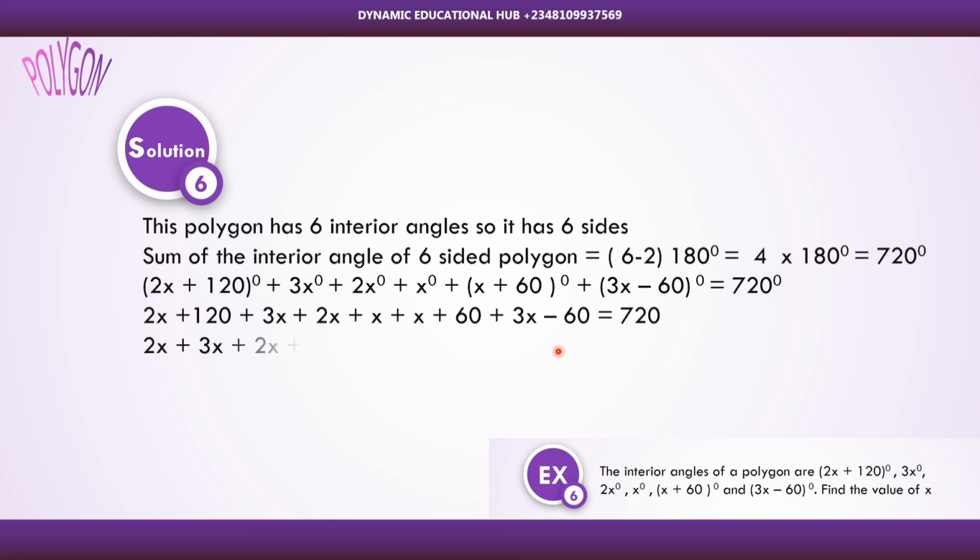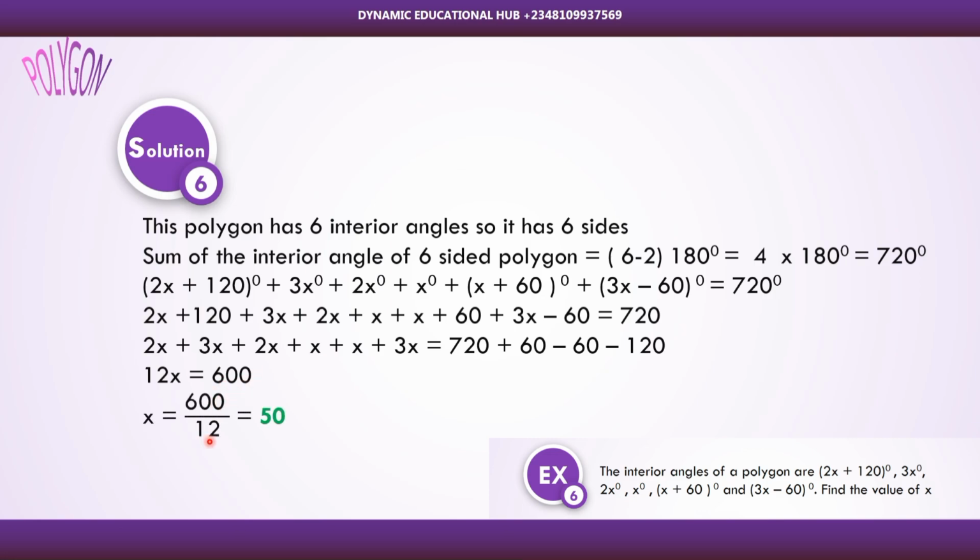So we have all the x together and we transfer all the numbers here to the other side. We have 720 degrees plus 60 minus 60 minus 120 degrees. So adding all the x together, we have 12x, 720 plus 60 minus 60, that cancels, that's 720 minus 120, we have 600 here. To find the value of x, divide both sides by 12. So we have 600 divided by 12, and that is 50. So the value of x here is 50.